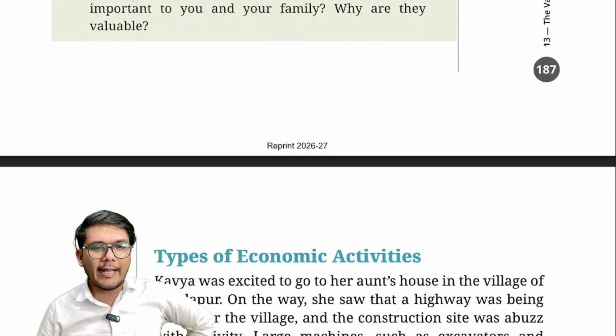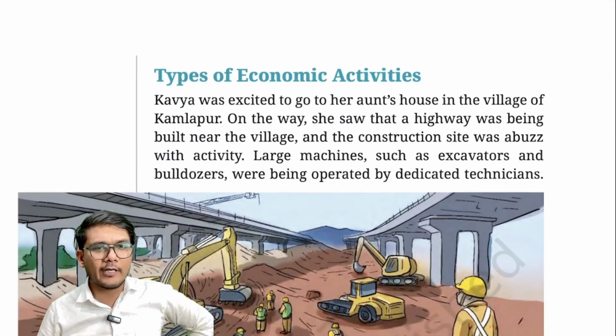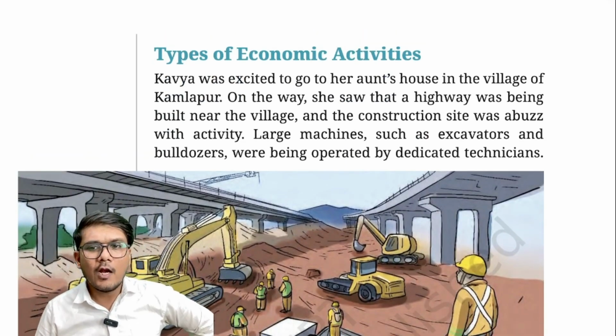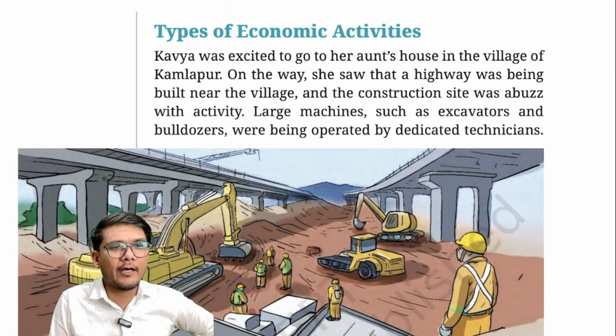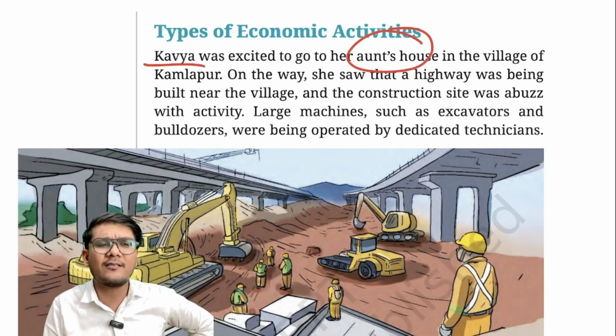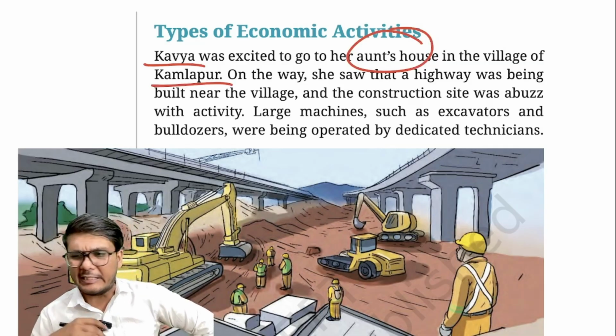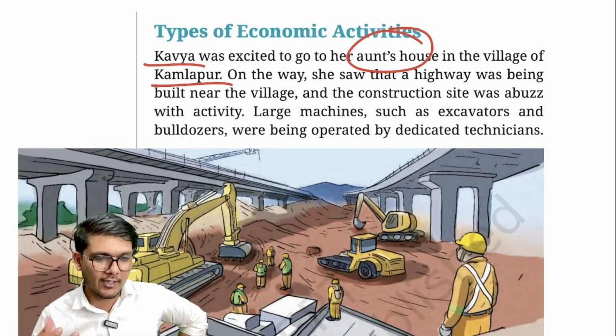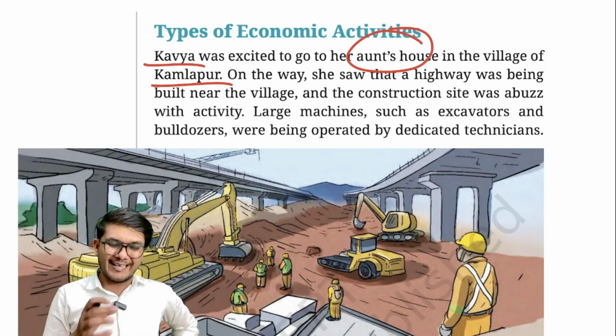So let's move ahead and understand the types of economic activities that are there. Right. Now you have a character that is Kavya. Now Kavya was excited to go to her aunt's house in the village known as Kamlapur. Now India has so many villages. There might be a village named as Kamlapur, but generally NCERT uses a hypothetical situation at times.